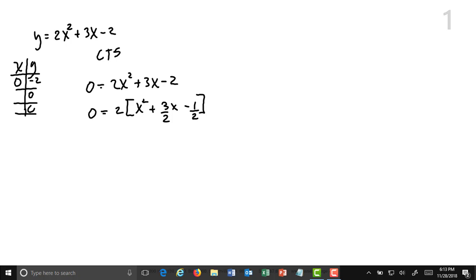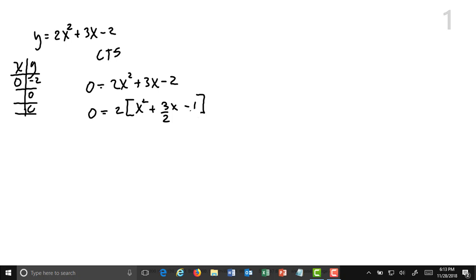Look what happens when this 2 comes back. What's 2 times x squared? Well, that's 2x squared. But when I have 2 times the 3 over 2, the 2 divides out, so I'm back to 3x. Wait a minute. Actually, I don't need to divide by 2 there, do I? I just factored out the 2. Sorry about that. Because 2 times minus 1 is minus 2. Okay? Are we okay or not?